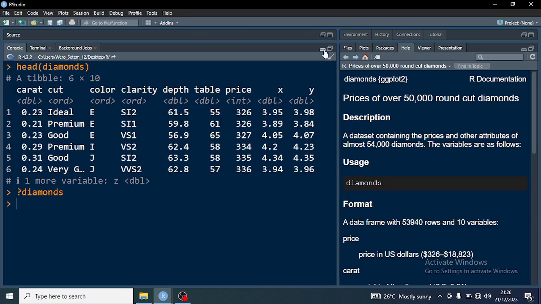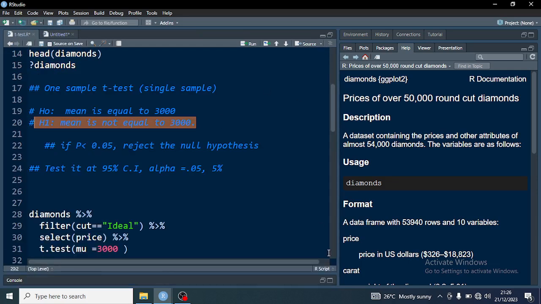So here I'm testing: is the mean of diamonds with the cut ideal equal to 3000, or is the mean not equal to 3000? So I'm testing at a 5% significance level.